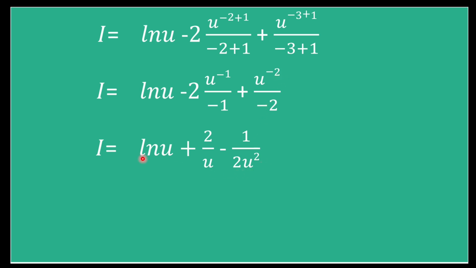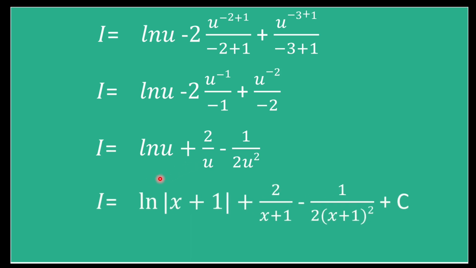And this is the integration in the form of u. And now we will plug back the values which we have supposed. As we know u equal to x plus 1, this will become ln of (x plus 1), plus 2 divided by (x plus 1), and similarly minus 1 upon 2 times (x plus 1) squared, plus c.